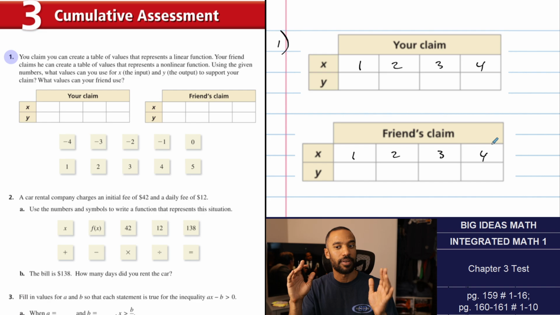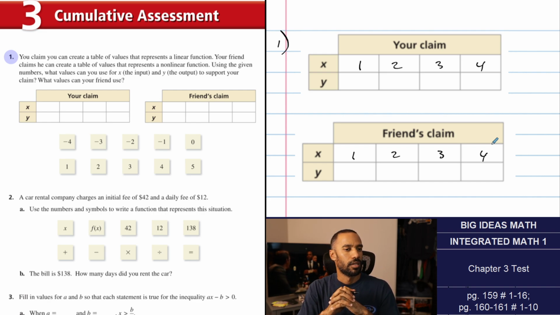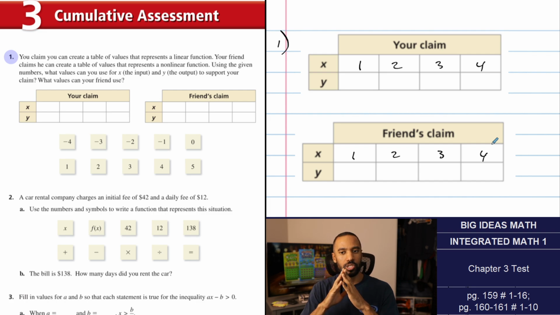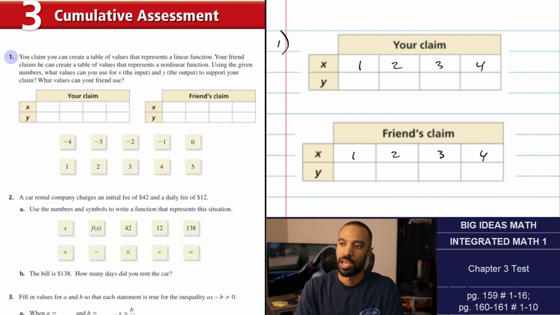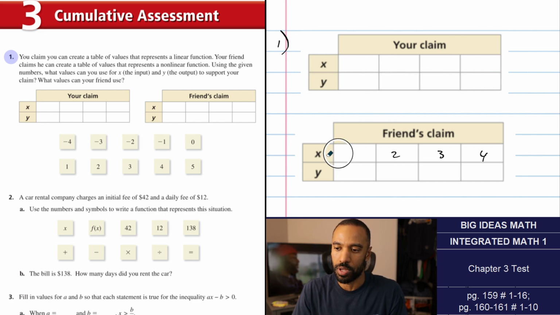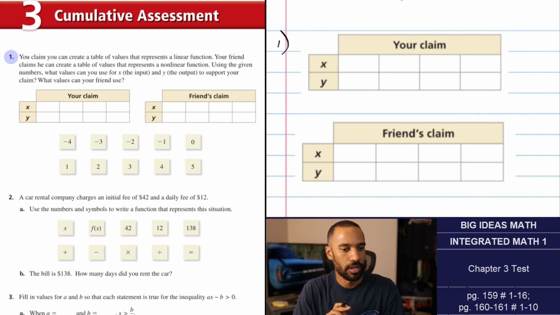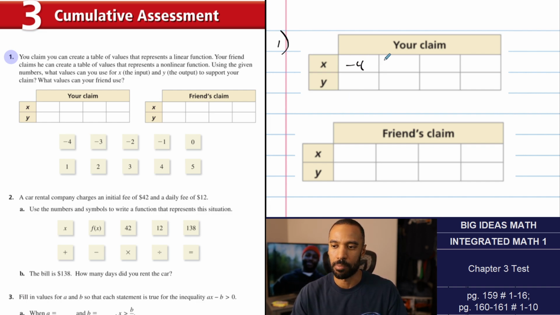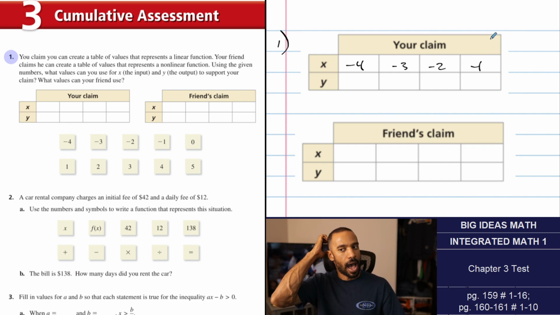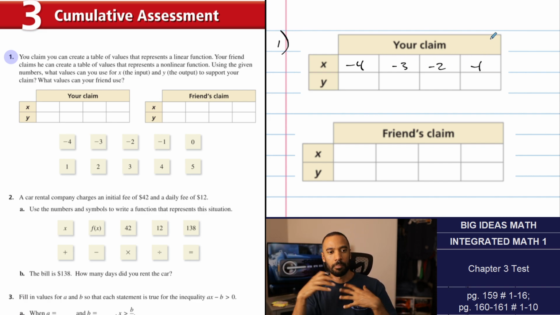Now for myself, you can create a table of values that represents a linear function. Using the given numbers, what can you use for x, y to support? Oh, am I allowed to repeat though? Here's my guess. I'm guessing I'm not allowed to repeat my own values for x, if that makes sense. So I'd rather use negatives and not make that mess up. So I'll say -4, -3, -2, -1. They still increase by ones.